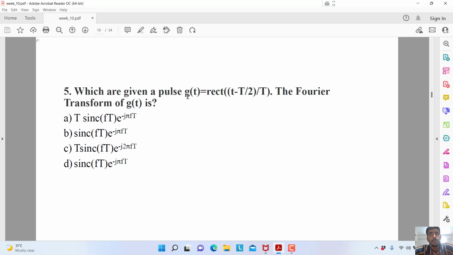The pulse is given, that is g(t). To find the Fourier transform of g(t).